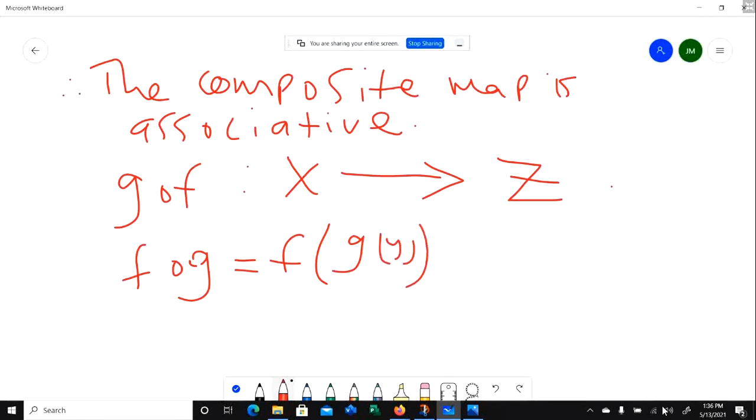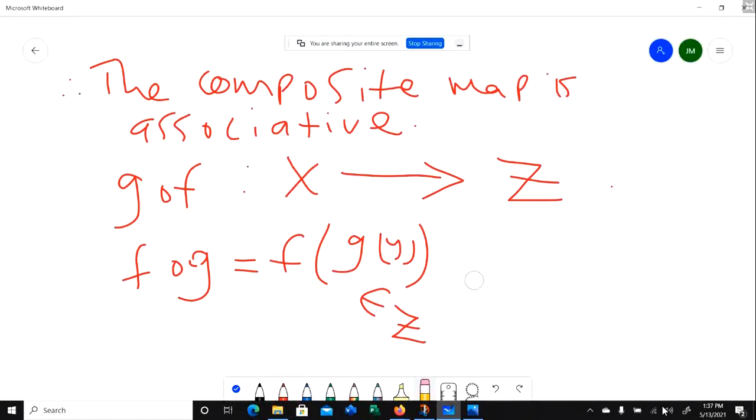Remember, G of Y is in Z. These elements are in Z, and F acts on elements of the set X. So this is a problem here, because F is not able to act on members of Z. F is only able to act on elements of X. Therefore, this one is not possible.